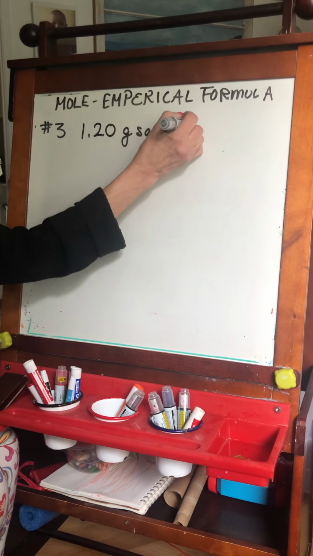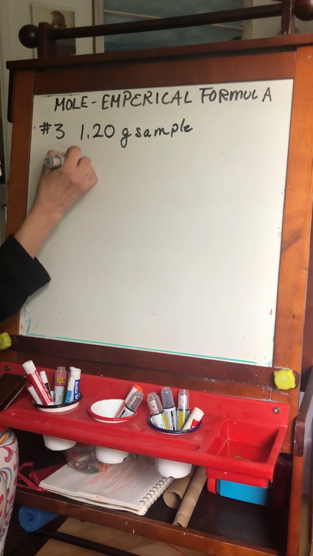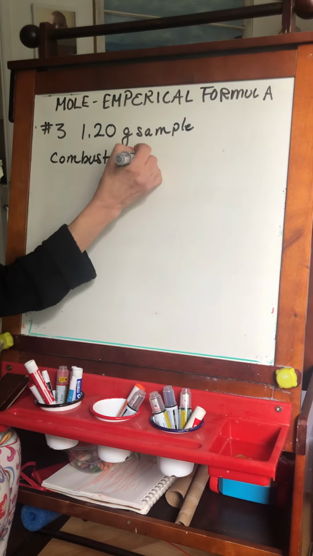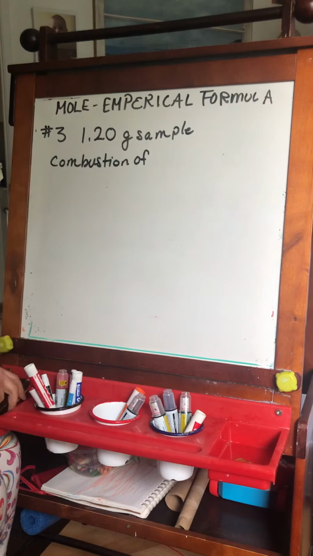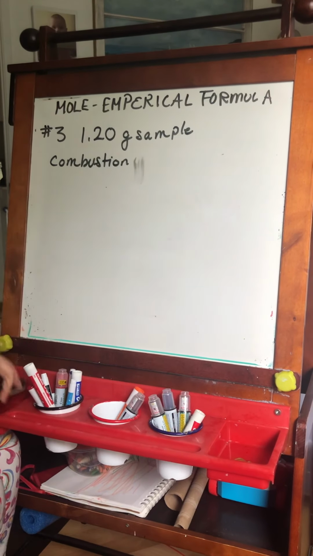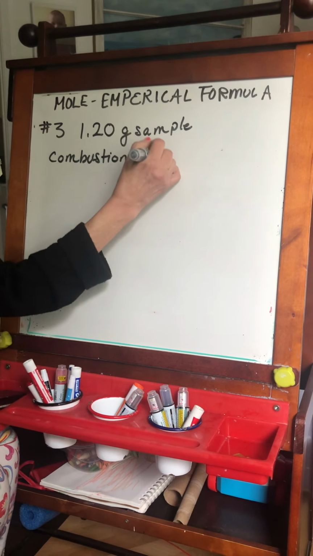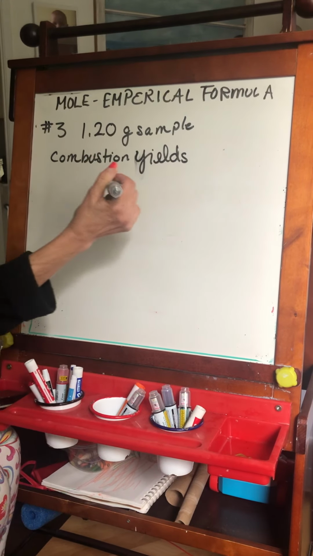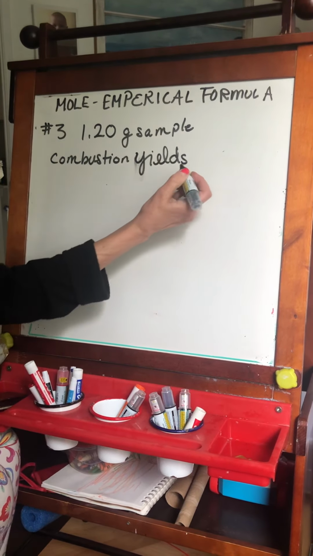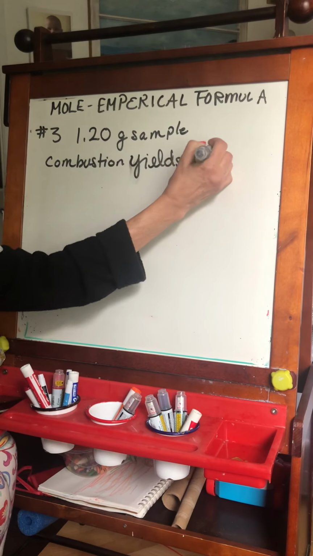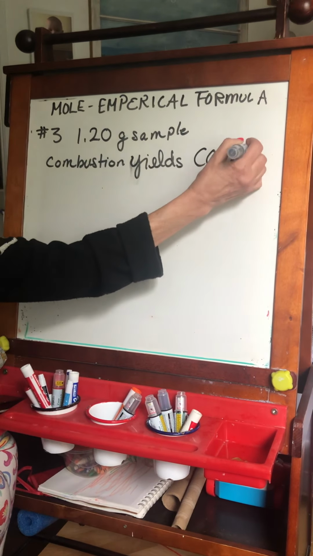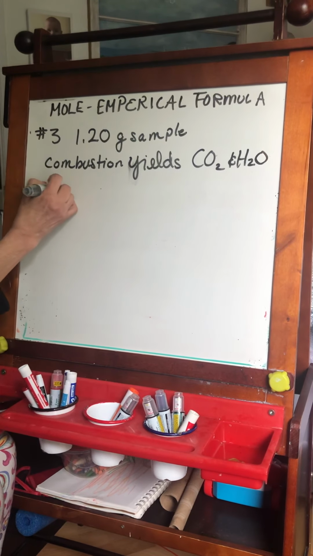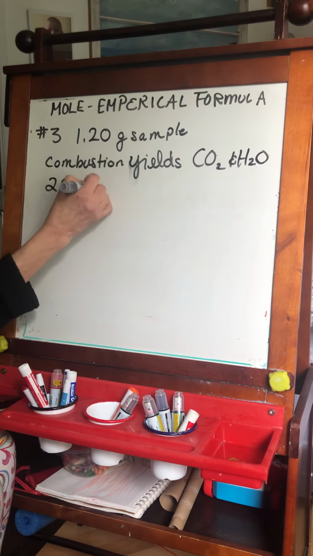Combustion of a hydrocarbon makes carbon dioxide and water. So I'll just say combustion yields. And the oxygen is drawn in from the air, so you cannot use the mass of CO2 or water to get the percent oxygen. So let's go over this real slowly. So we get 2.92 grams of CO2.